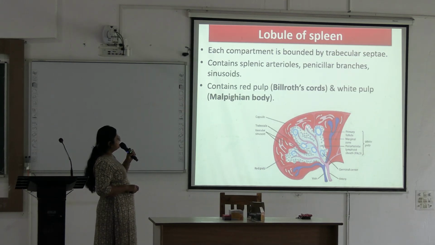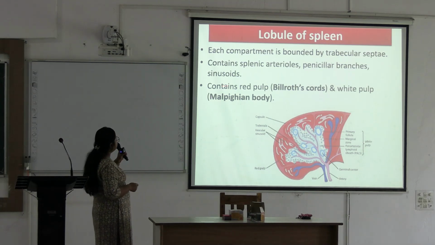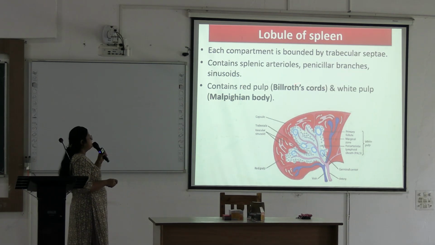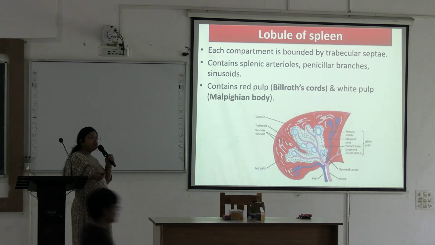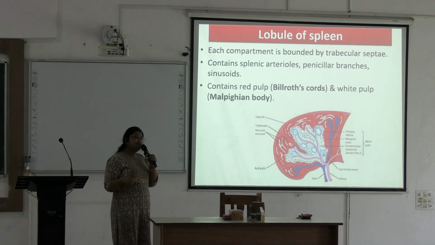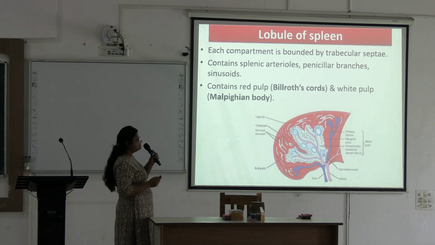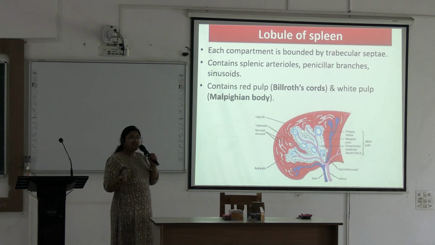And here are the sinusoids, white pulp and the red pulp. So it contains the red pulp. Red pulp portion is also known as Billroth cords. These are frequently asked in your Viva MCQs. Composition of this you must know. These terms you must know. What is Billroth cords? And white pulp is also known as Malpighian body.